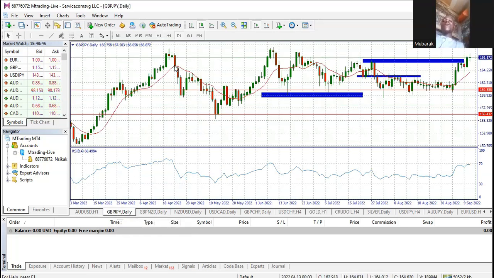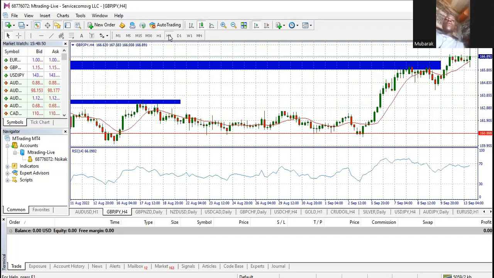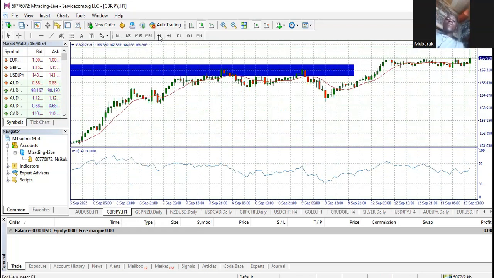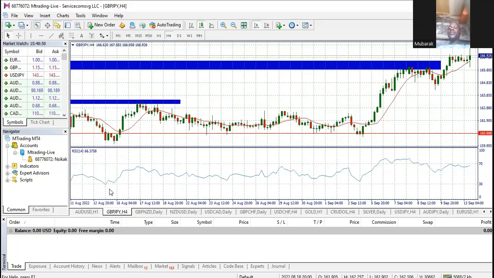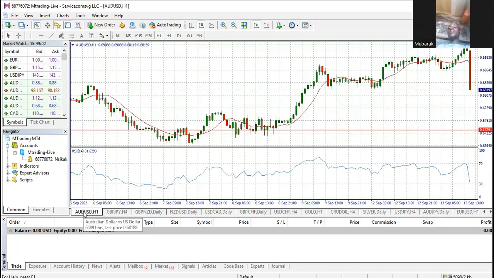GBP JPY has not started selling. Has not started selling. We'll keep our eyes on it. Let's say USD. Wow, wow, wow. This is huge.